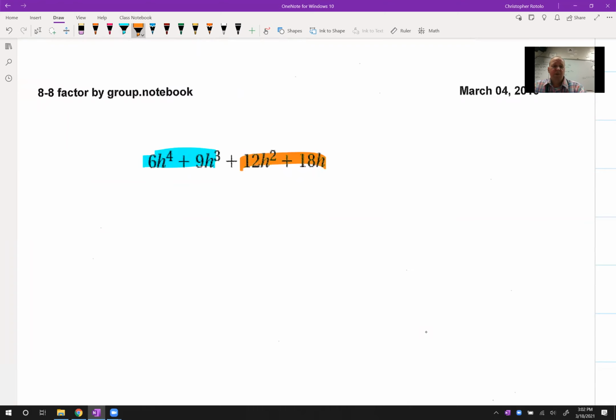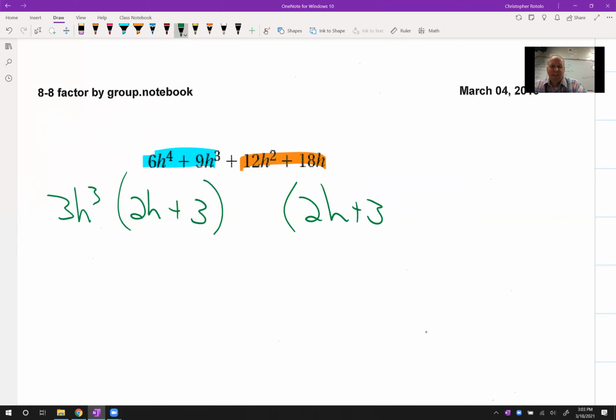So we get the first two terms, second two terms. Here we go, highlighter. 6 and 9, both divisible by 3. H to the fourth and h to the third, they both have at least 3 of them. So 6 divided by 3 is 2. And if I have 4 h's, I take out 3, I still have 1. 9 divided by 3 is 3. H cubed, we're going to get rid of all of them. I'm going to leave a little space. 2h plus 3, these have to match.